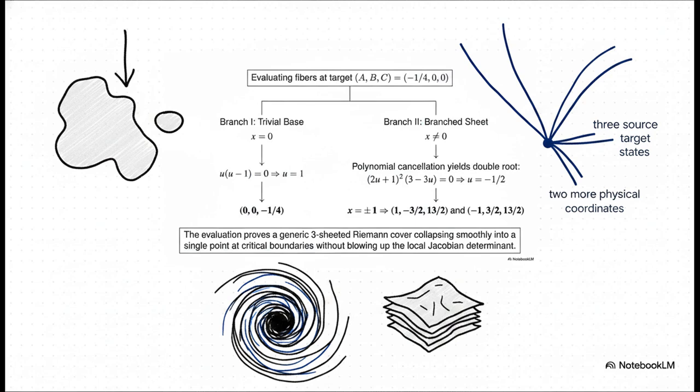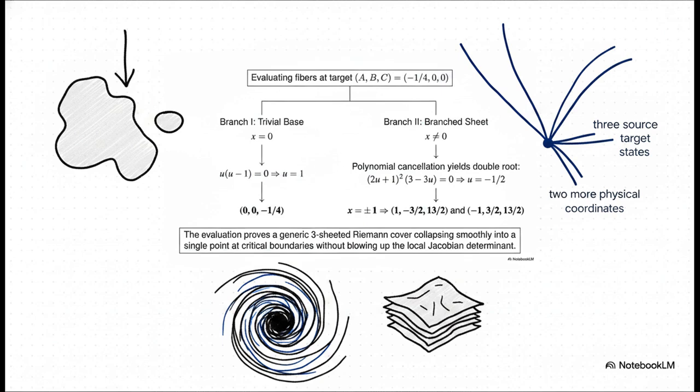Let's actually apply those equations to a known collision target point. So a is -1/4, b is 0, and c is 0. If you track the coordinate trajectories here, you'll see the math splits into 2 distinct branches. Branch 1 gives us our trivial base root. But look at branch 2 on the right. It yields a double root where u equals -1/2, branching into 2 more physical coordinates.